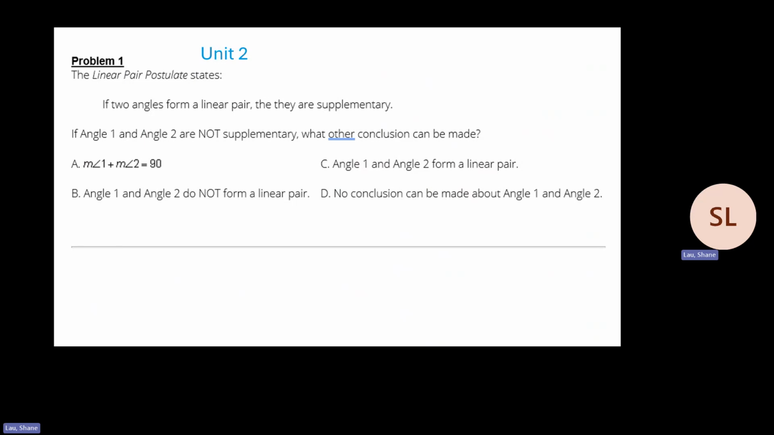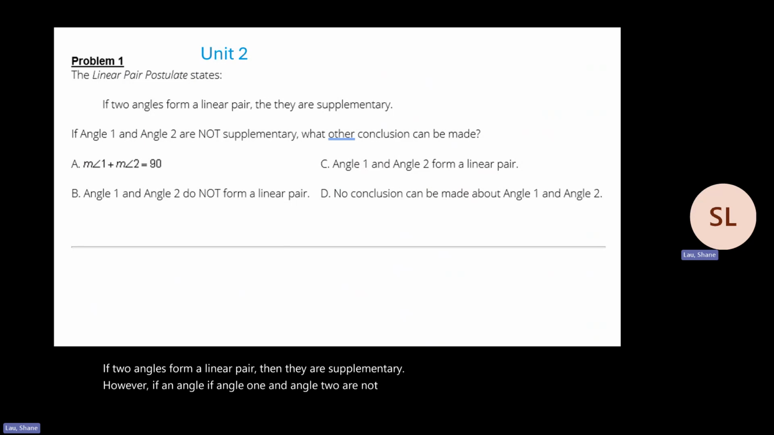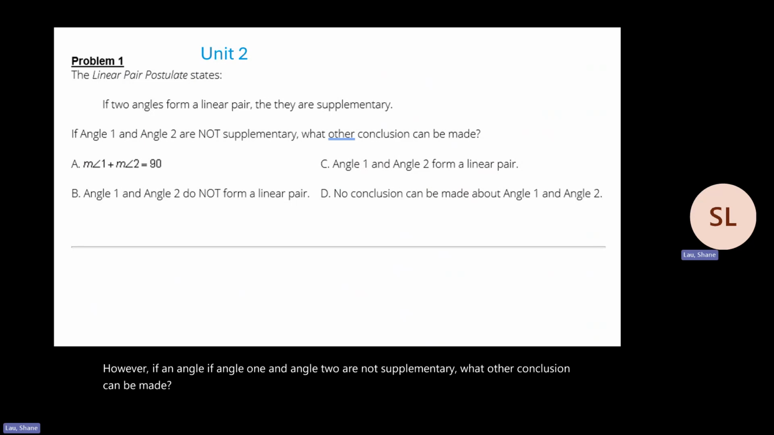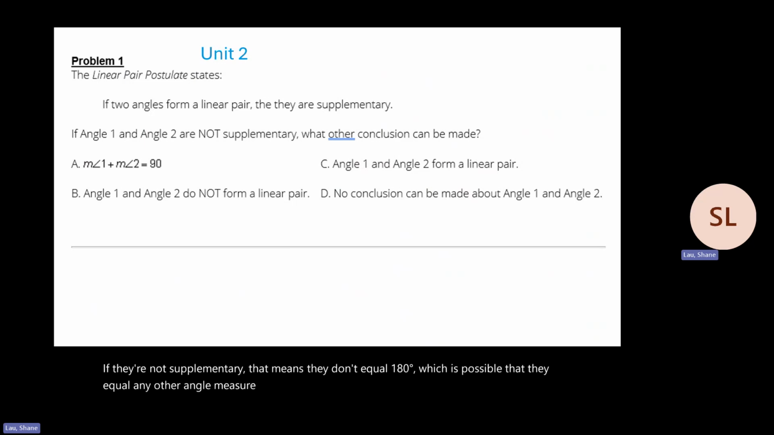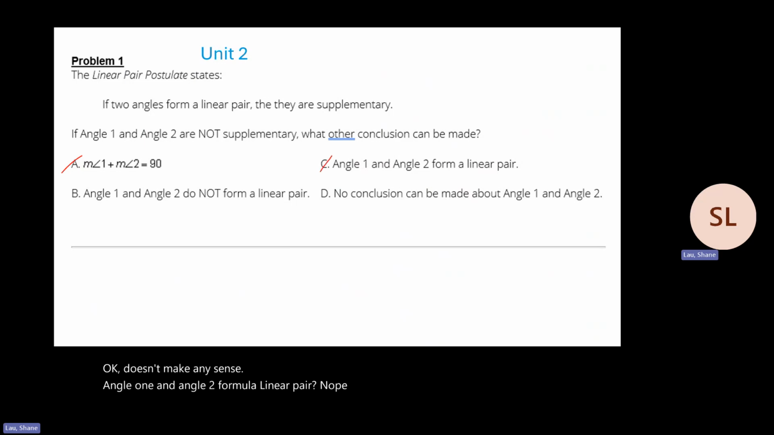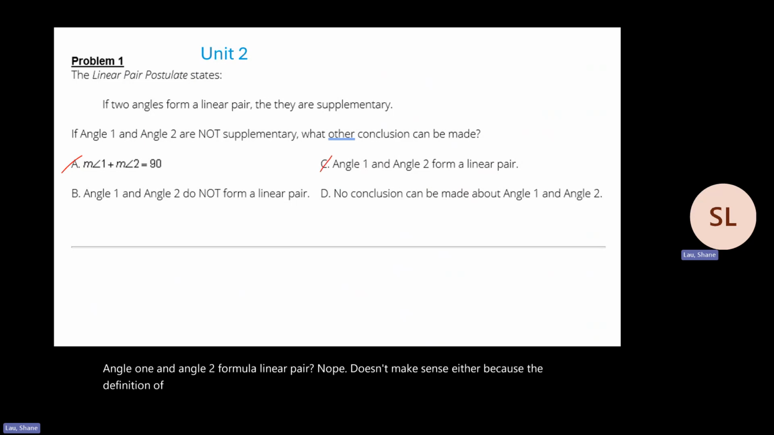If two angles form a linear pair, then they are supplementary. However, if angle 1 and angle 2 are not supplementary, what other conclusion can be made? Well, if they're not supplementary, that means that they don't equal 180 degrees, which is possible that they equal any other angle measure. And so saying that they have to equal 90 is just not correct. Doesn't make any sense. Angle 1 and angle 2 form a linear pair. No, that doesn't make sense either, because the definition of a linear pair involves being supplementary.